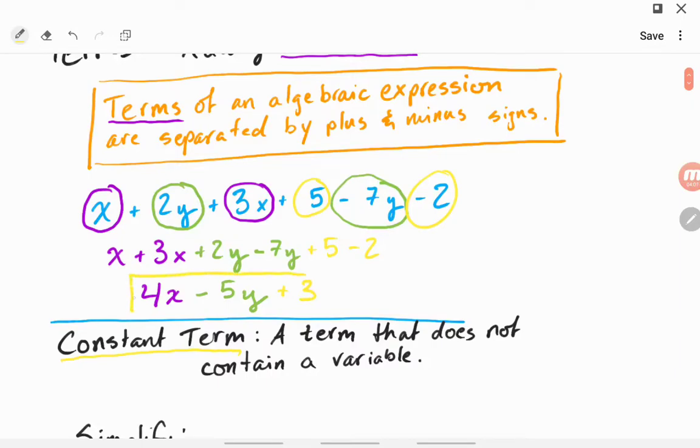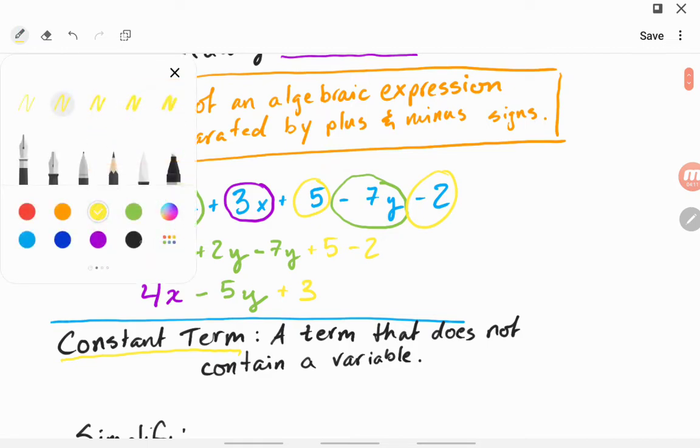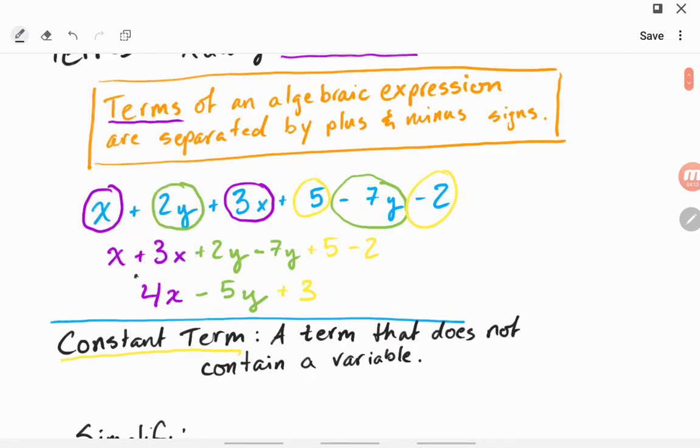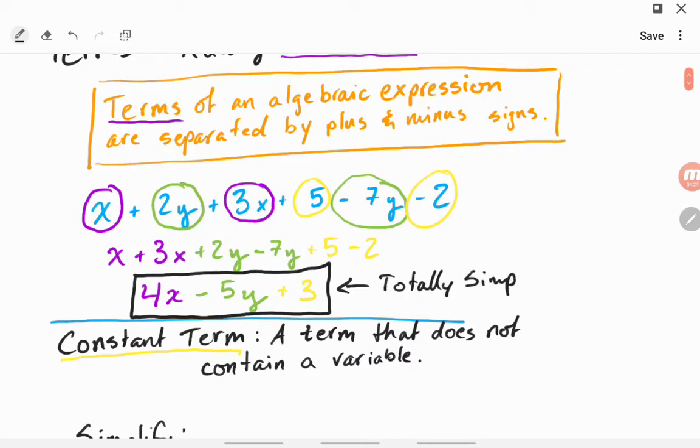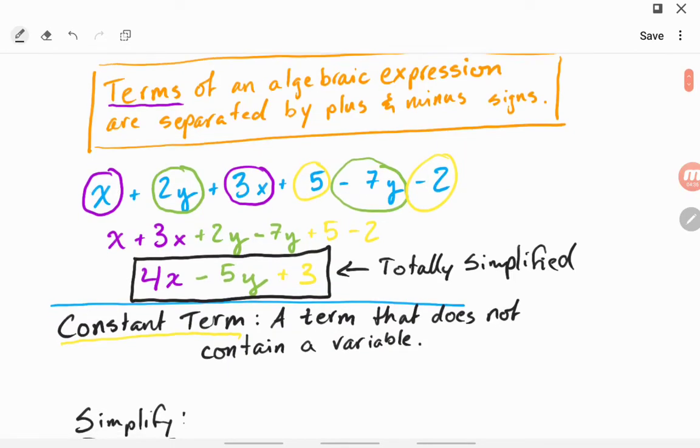So that right there, and I'm actually going to go with the black here to circle, that right here is our answer, right? These cannot be combined anymore. This is totally simplified. We don't know what x is. We don't know what y is, but we can reduce this expression to its simplest form.